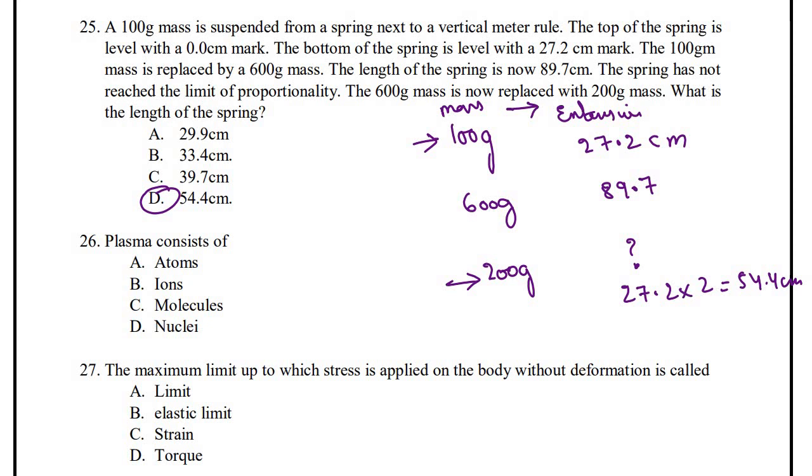Question number 26. Plasma is a state of matter in which there are bare electrons and nuclei. So option D is the right answer.